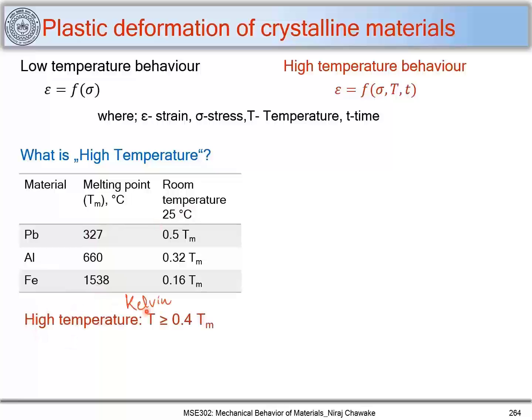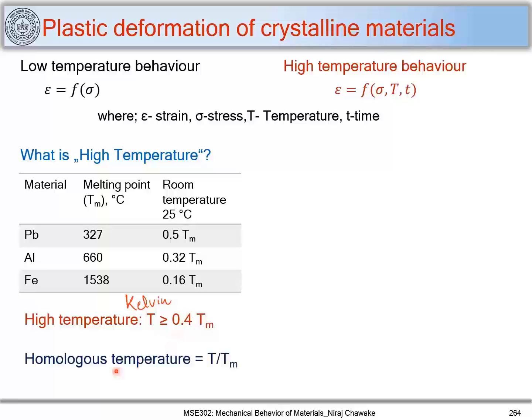So I define high temperature as a temperature which is greater than or equal to 0.4 Tm, where Tm is the melting point of an alloy or a metal. So this is the definition of high temperature, that is T greater than or equal to 0.4 Tm. We'll be looking at why 0.4 Tm in subsequent slides.